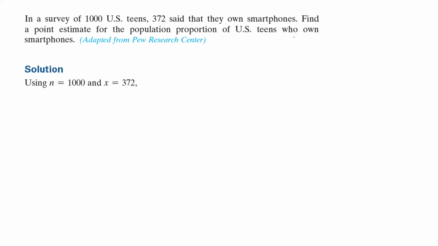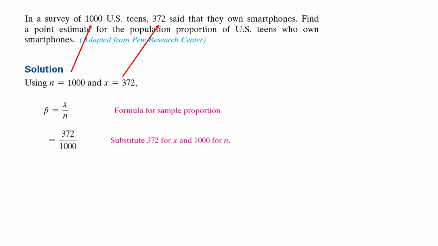First of all, n, the sample size, is 1,000. x, the number of people who said yes, or successes, is 372. So now we can form p hat, the sample proportion, which is x divided by n, 372 divided by 1,000, which is 0.372 or 37.2%.